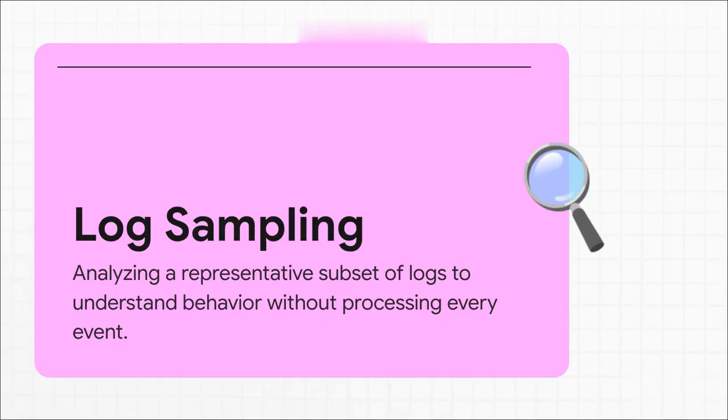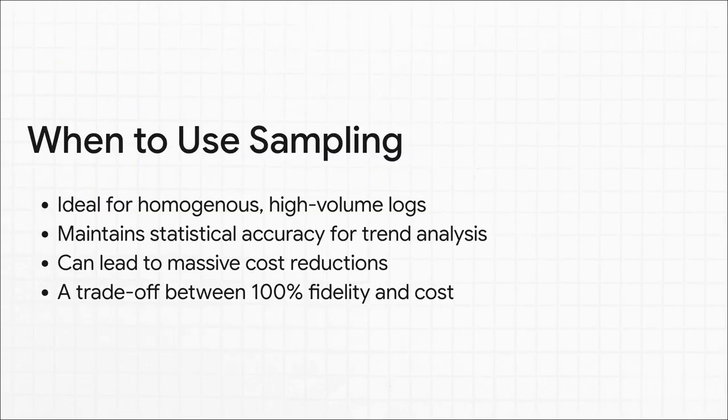Our next pillar is intelligent sampling. For certain types of data, you just don't need every single event to understand the big picture. Sampling lets you keep a statistically significant slice of the pie to analyze trends, while strategically just dropping the rest. So where is this perfect? Well, think about homogeneous, high-volume logs. A great example is successful HTTP 200 responses from a load balancer. Do you really need all 10 million of them to know your service is healthy? Probably not. Sampling gives you that critical health signal at a fraction of the cost. It's a trade-off, for sure, but it is an incredibly smart one to make.